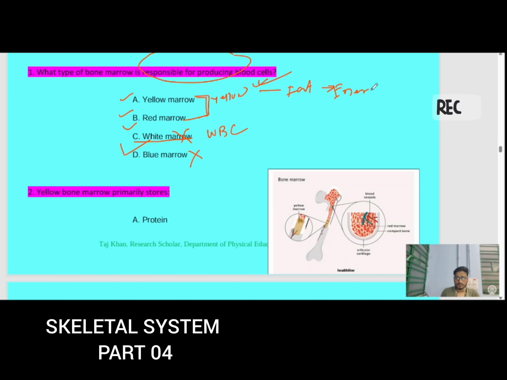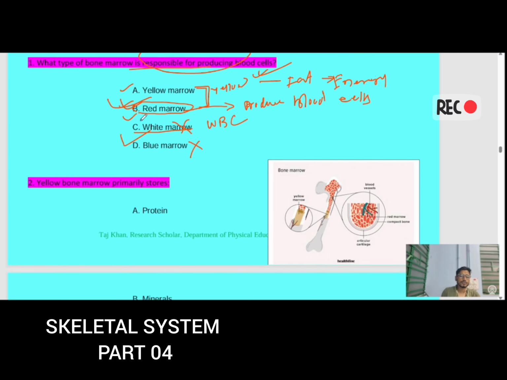And red bone marrow produces blood cells. Yellow bone marrow what? Yellow bone marrow produces blood cells, okay. That means which one is responsible? Option A, the red bone marrow is the one that produces blood cells.